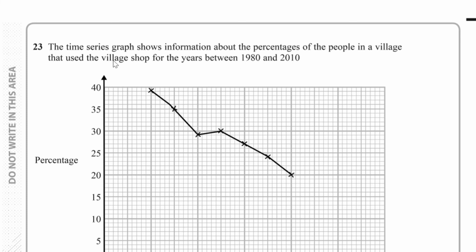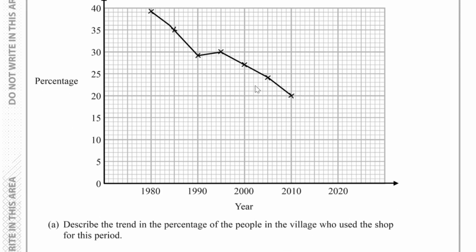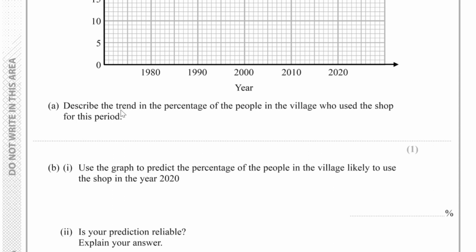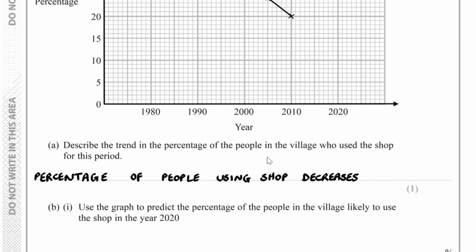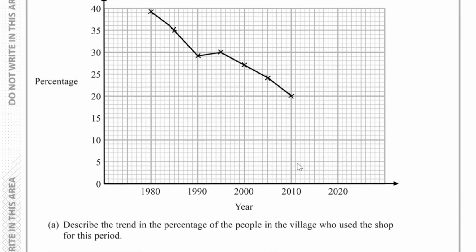Question number 23. The time series graph shows information about the percentages of people in a village that use the village shop for the years between 1980 and 2010. That's what we see here. And for part A, we have to describe the trend in the percentage of the people in the village who use the shop for this period. Well, we see that the percentage of people using the shop overall decreases.